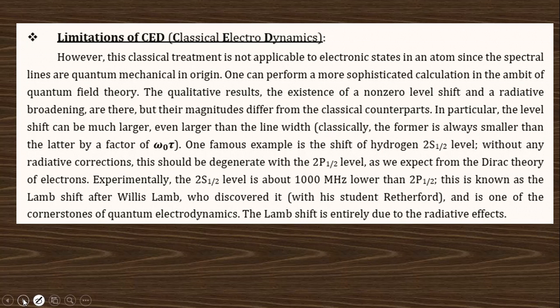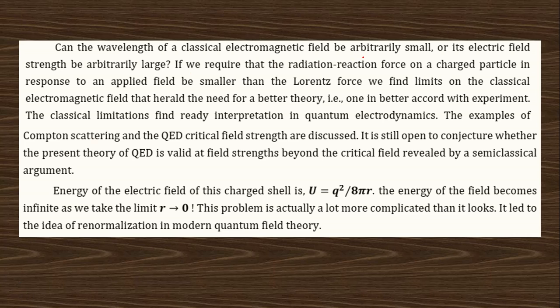This is the limitation of classical electrodynamics. The limitation is that classically the former is always smaller than the latter, by the factor omega naught tau. The classical electron orbit is small and the electric field strengths are large. In case of failure of classical electrodynamics, quantum electrodynamics comes in. In the energy expression, the field becomes infinity if r tends to 0, the electric field.